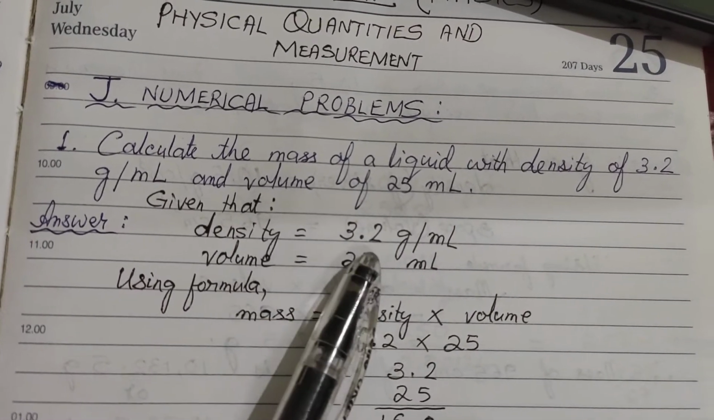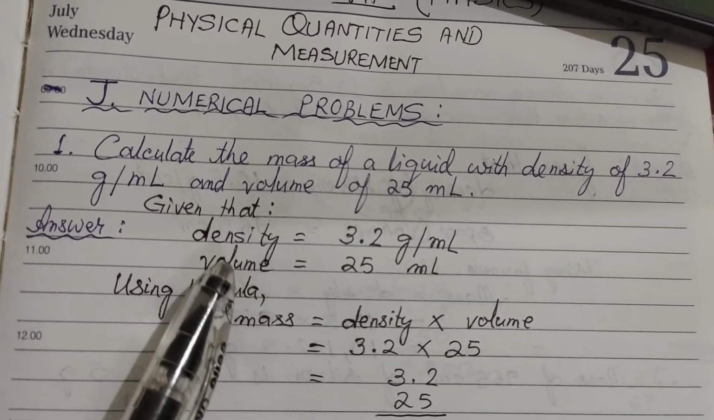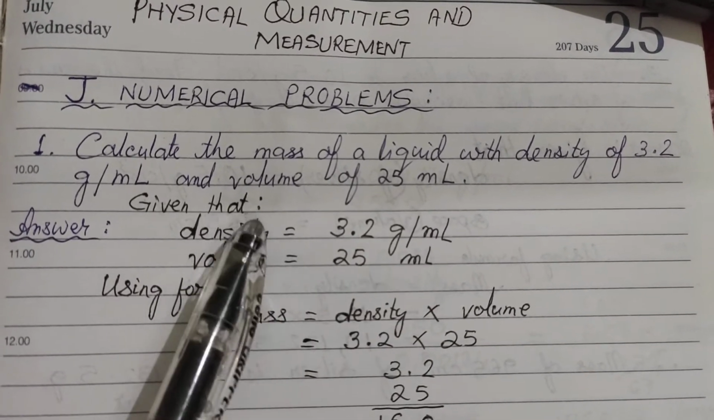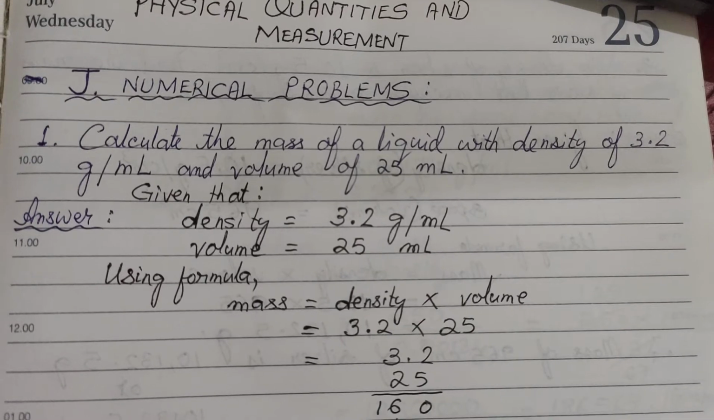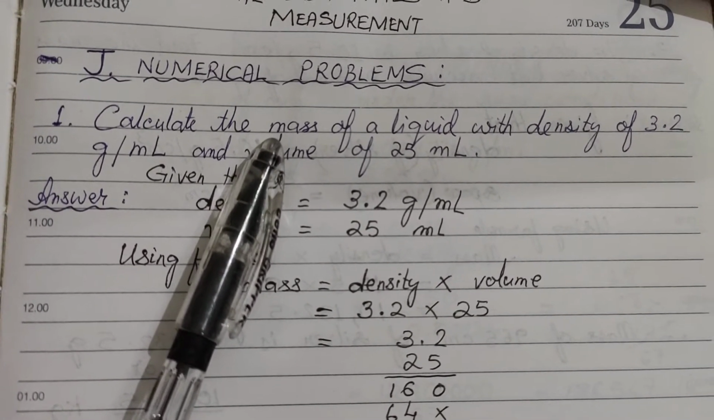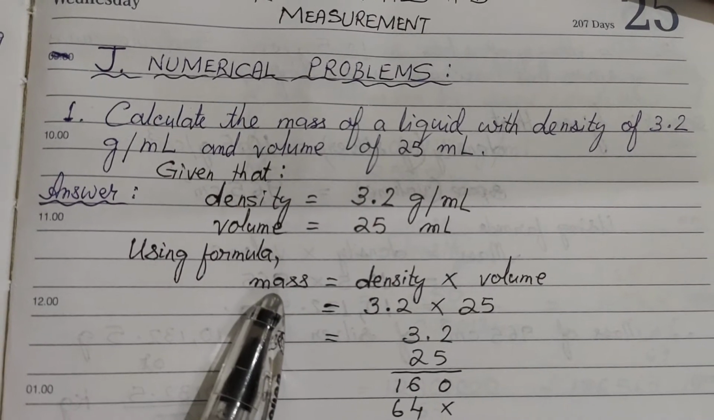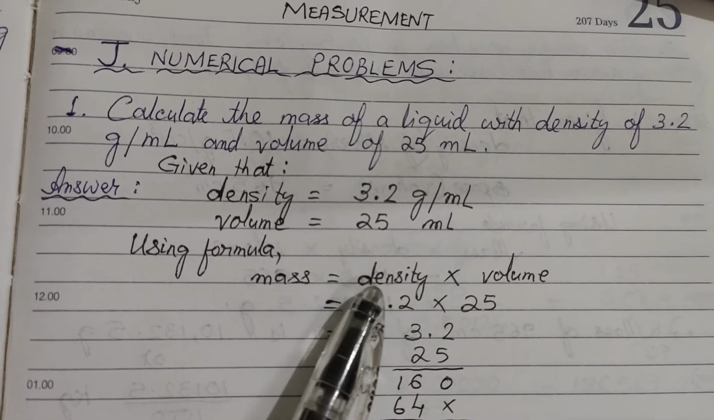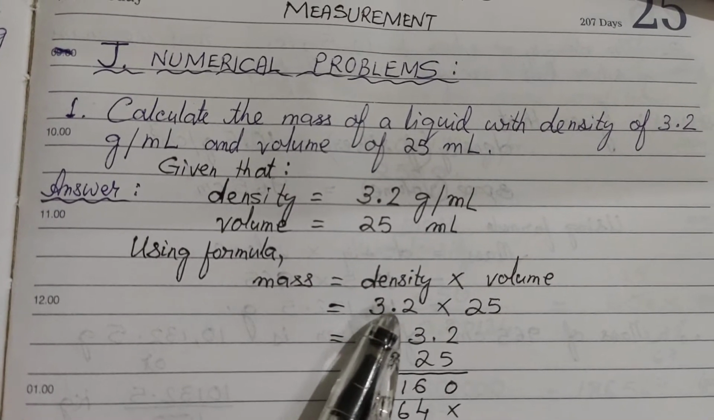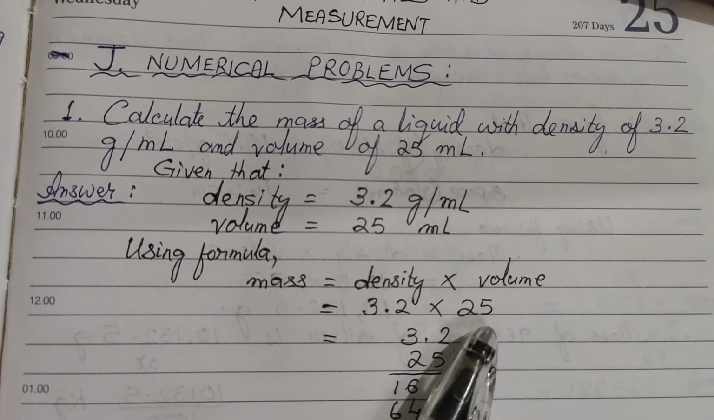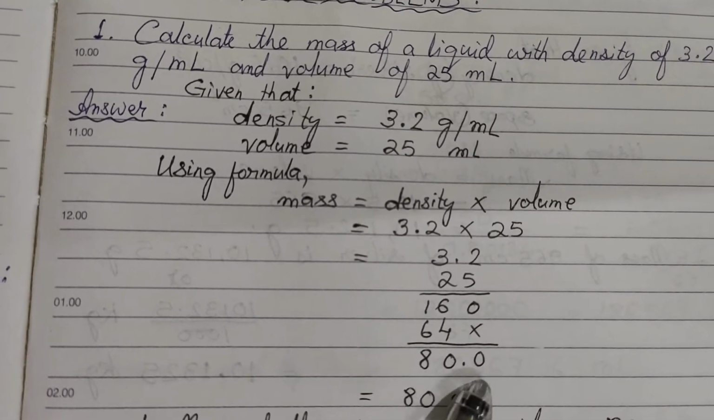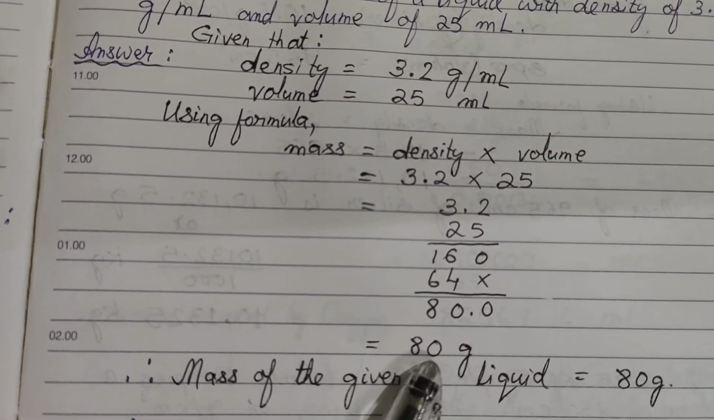Alright, density is 3.2 gram per milliliter, volume is 25 milliliter. Both density and volume are given in CGS, so our quantity mass will also be in CGS unit. The formula of mass, remember, is mass equals volume into density, or density into volume. Put the values. Density is 3.2, volume equals 25. 25 into 3.2 gives us 80.0, or simply 80.